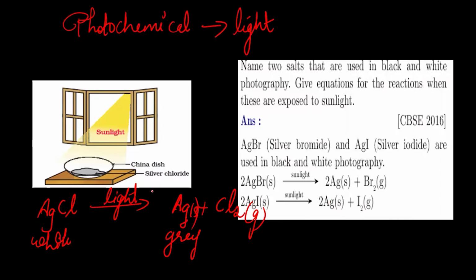Name two salts that are used in black and white photography. This is an application of this reaction. Silver bromide and silver iodide are used in black and white photography. When they react with sunlight, you will get silver solid. AgCl, AgBr, AgI, all these are used in black and white photography. Hope you got clear information about the photochemical decomposition reaction.